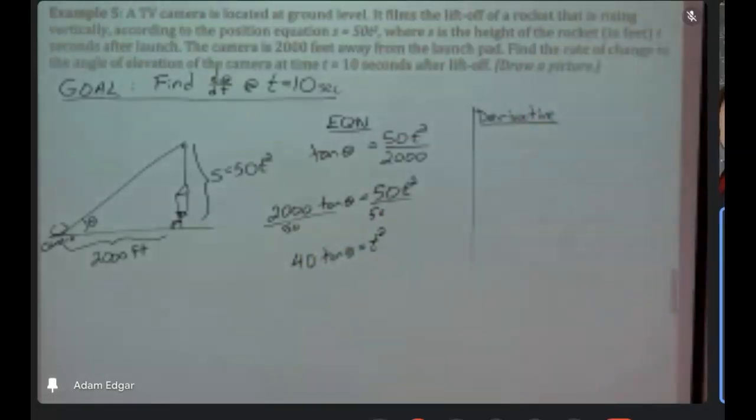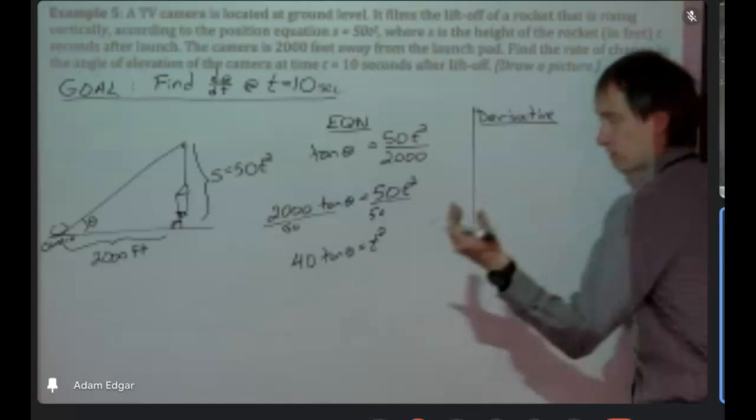And once you've got your equation, you also then have to differentiate it. So what's the derivative of this thing?